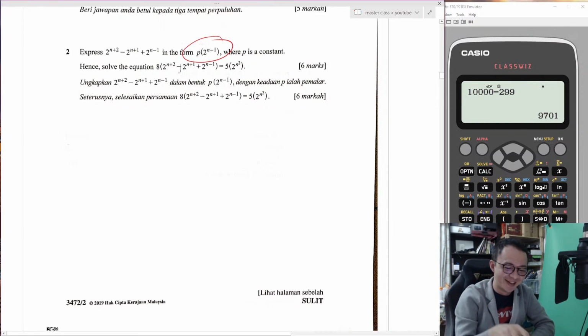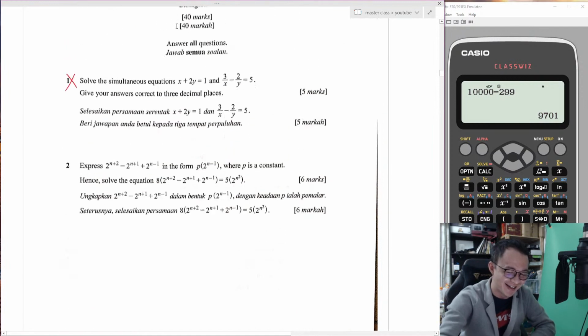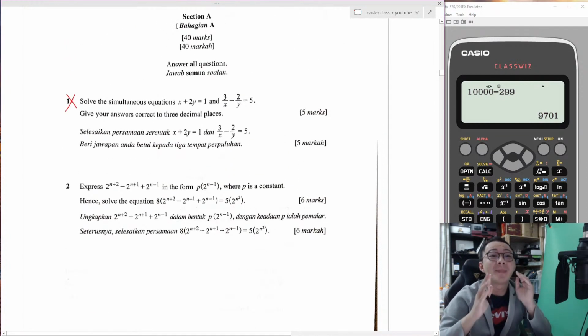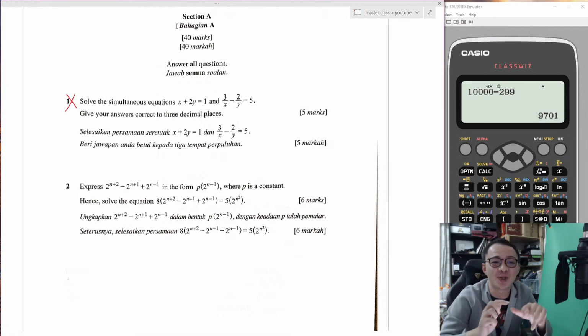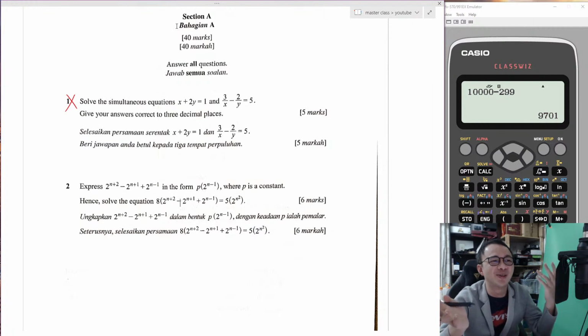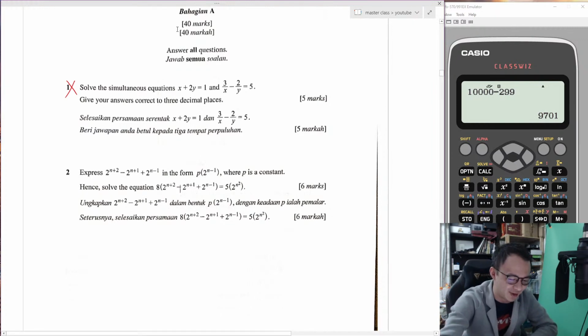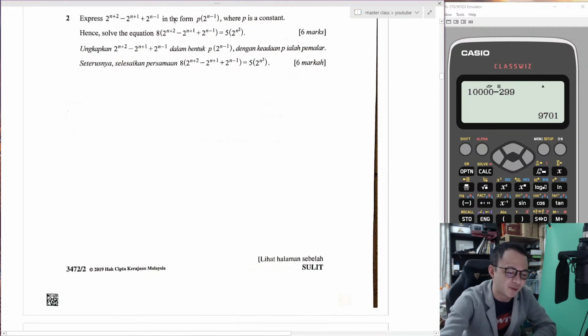Loud and clear. Alright, so just now I say this is 2019 paper 2. This is a real SPM paper. And I will skip question number 1 because question number 1 is a simultaneous equation. So if you do not know how to do simultaneous equations, maybe you can post a comment and I will share you some video at YouTube, or you can just go to YouTube to search for simultaneous equation. It should be quite easy. So I will just skip number 1. Alright, please allow me to skip number 1. So we start from question number 2.